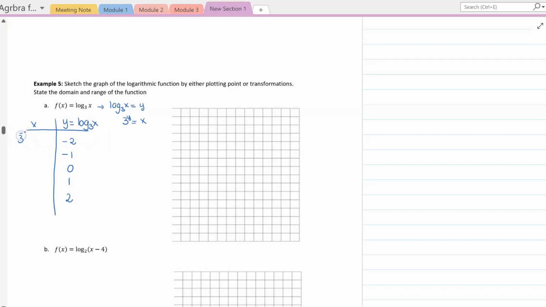3 to the negative 2 equal 1/9. 3 to the negative 1 equal 1/3. 3 to the 0 equal 1. 3 to the first equal 3. 3 to the second equal 9. So I can plot these points much easier. So let's go ahead and sketch this graph.